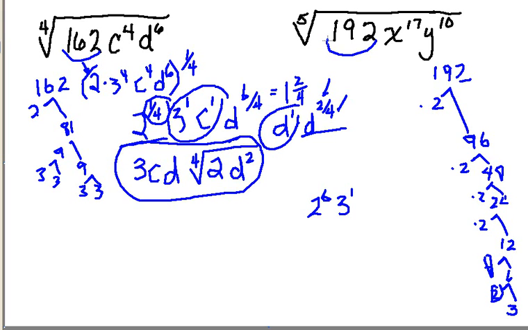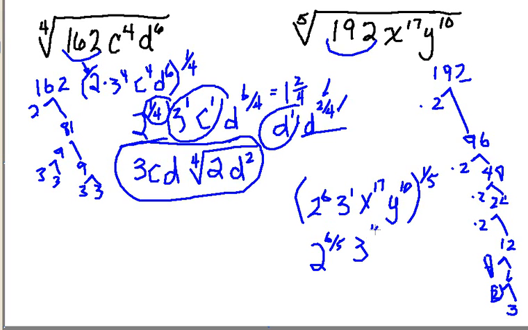So all I've done is change 192 to 2 to the 6th, 3 to the 1st, x to the 17, and y to the 10. And now I'm taking the 5th root, so on the outside here, I want to write 1/5. Now I want to distribute that 1/5 to everything. I get 2 to the 6/5, 3 to the 1/5, x to the 17/5, and y to the 10/5.